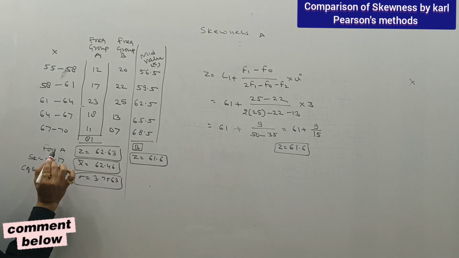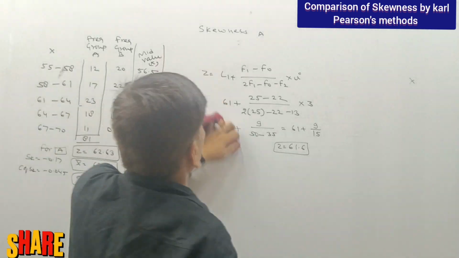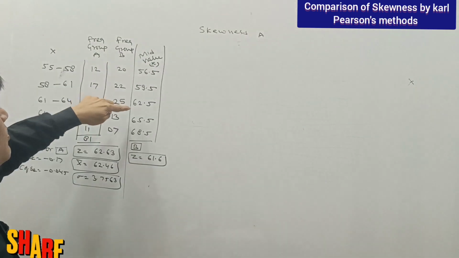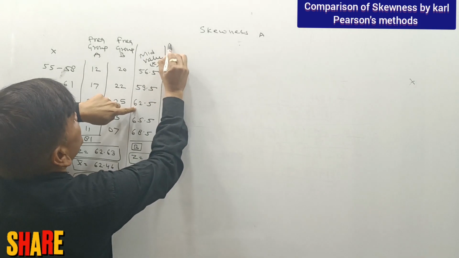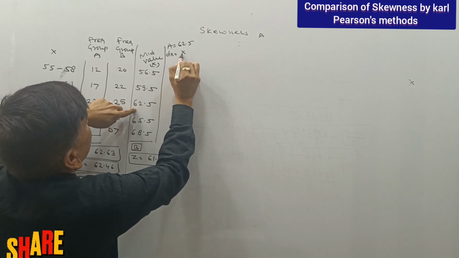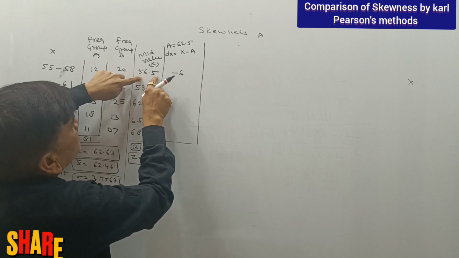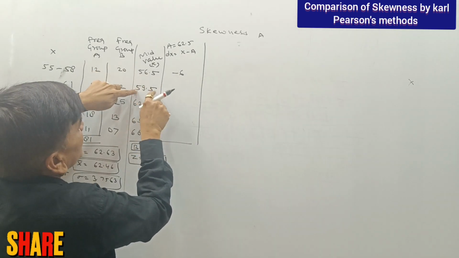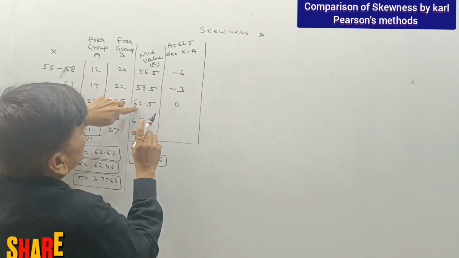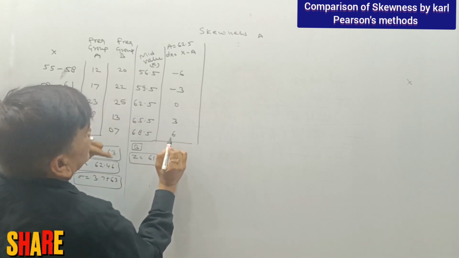One item we have calculated. For A series, we have calculated all these values. Now we want the arithmetic mean and standard deviation for the same series. So suppose our assumed mean is 62.5. The deviation of x, that is x minus assumed mean: 56.5 minus 62.5 is minus 6, 59.5 minus 62.5 is minus 3, 62.5 minus 62.5 is 0, 65.5 minus 62.5 is plus 3, and plus 6.